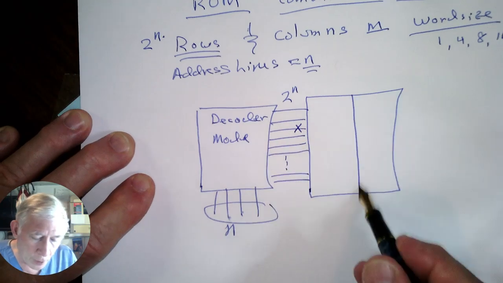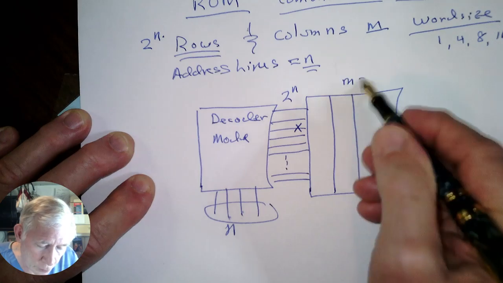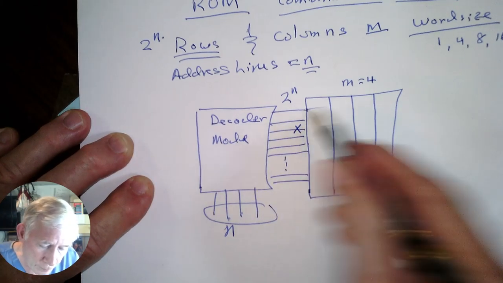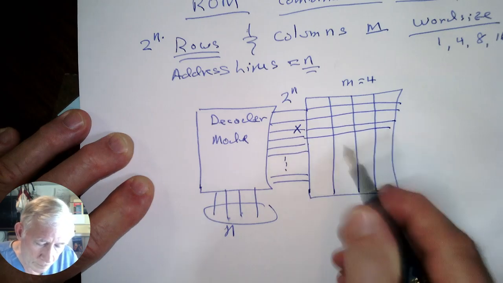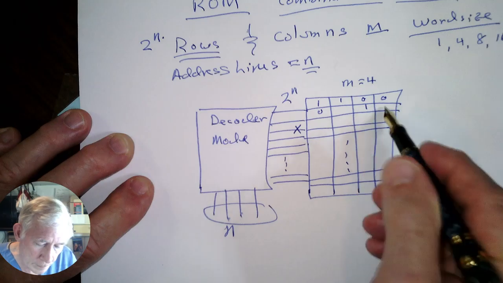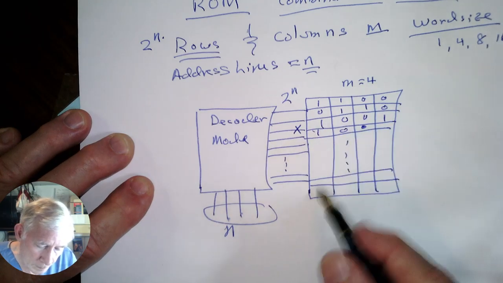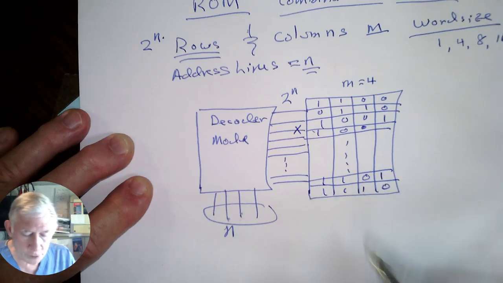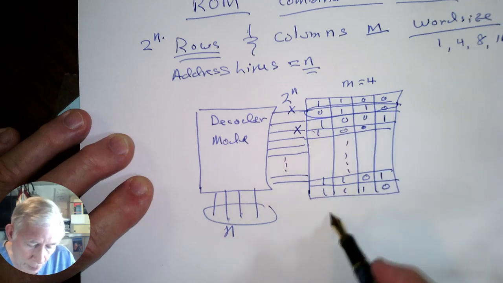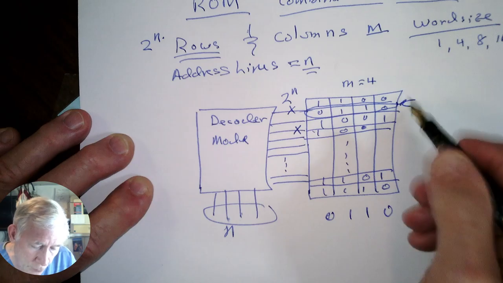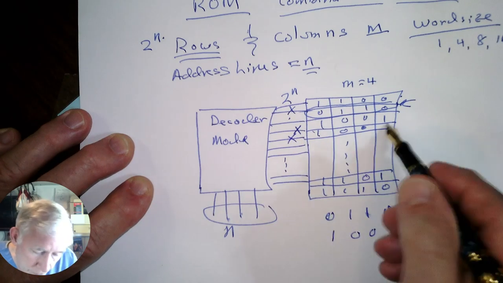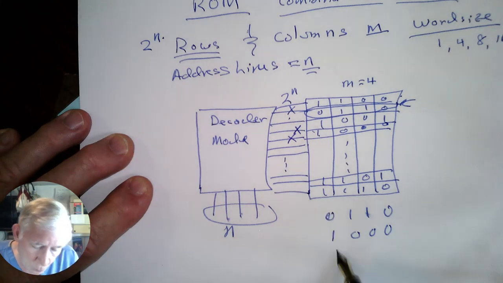Let's say we have 4 columns, so in this case, m equals 4. And of course, I didn't say what n equaled. We'll just leave that imaginary, but we have some number of rows, and we'll have data in the form of ones and zeros stored in these. When you light up one of the rows, then that data for that row comes out. Say we light up this row, we output 0, 1, 1, 0. If we lit up this row, we would get out 1, 0, 0, 0. If we lit up this bottom row, we get out 1, 1, 1, 1, 0.